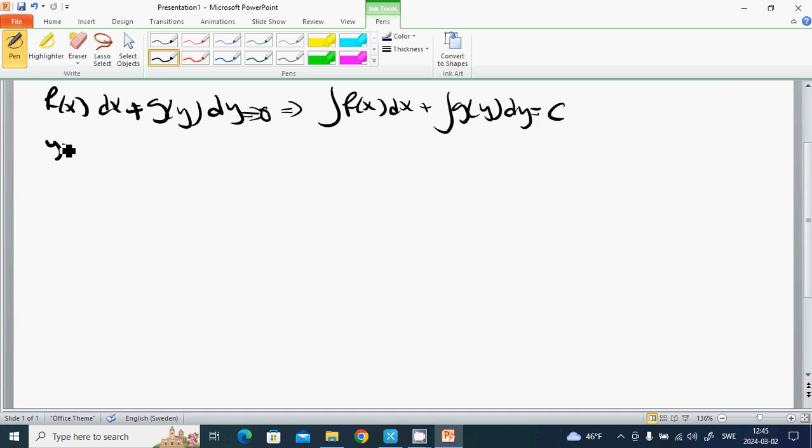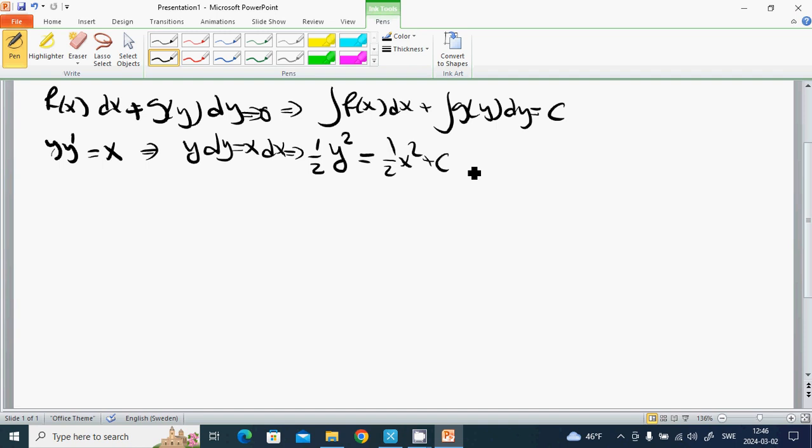Example: y y' equals x, then y dy equals x dx, because this is dy divided by dx. Then half y squared equals half x squared plus c, then y squared equals x squared plus c, then y equals plus or minus the square root of x squared plus c.